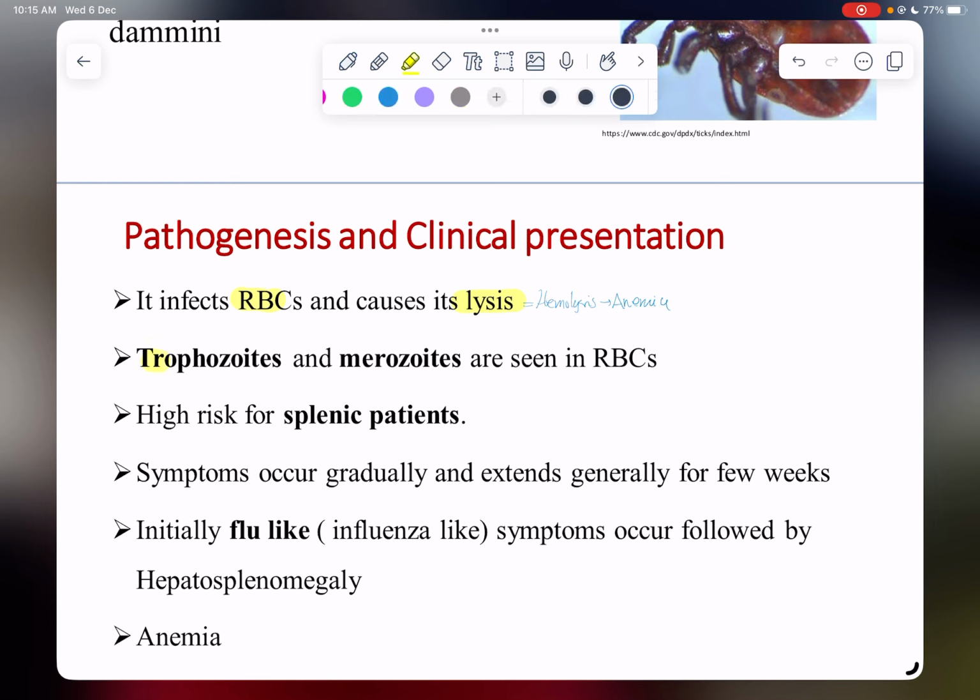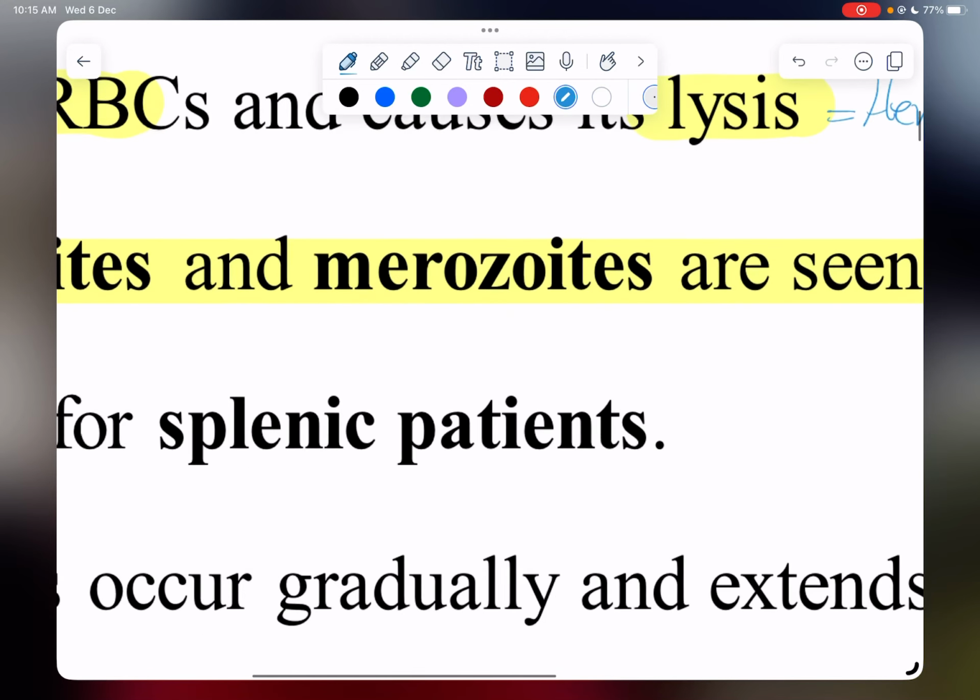Then you have trophozoites and merozoites, just the same trophozoites and merozoites as they were in malaria, and they are seen in the RBCs. The spleen has a great role to play in combating the infections in the body, especially those organisms which go into the systems. Blood passes through the spleen, and the spleen removes most of the harmful organisms, including parasites, including bacteria, etc. So if the spleen is compromised, then those patients will have a very high risk of this infection, and of the fatality of this infection.